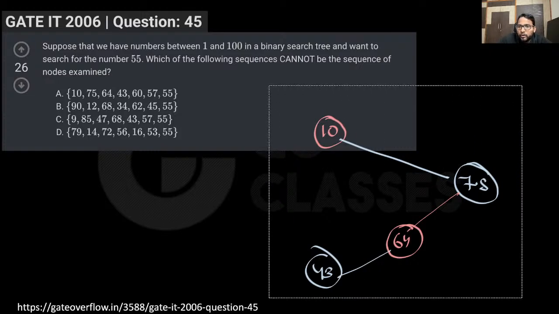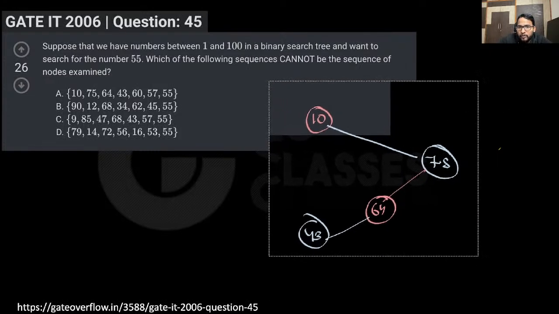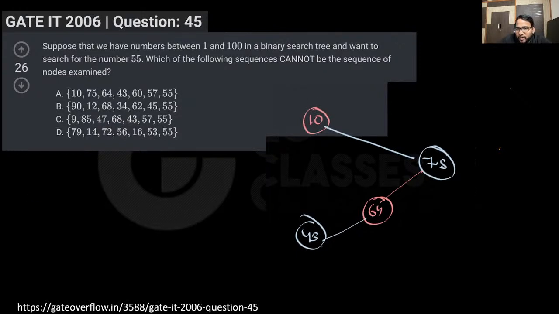But now I will go to right of 43, right? Now I will go to right of 43. Now on the right of 43, I will be getting greater than 43. So just check if everything is greater than 43. Yeah, that's fine. So I can continue.